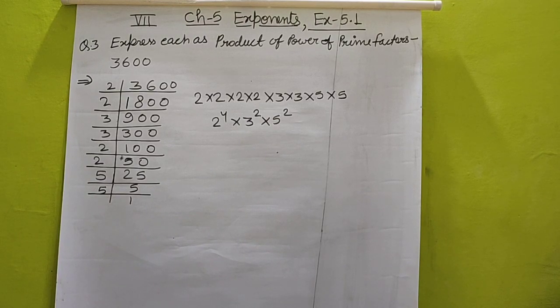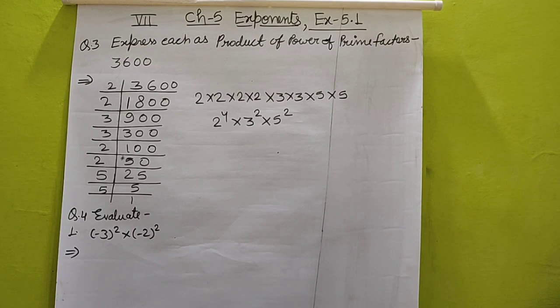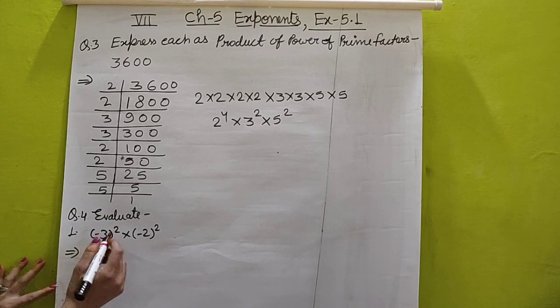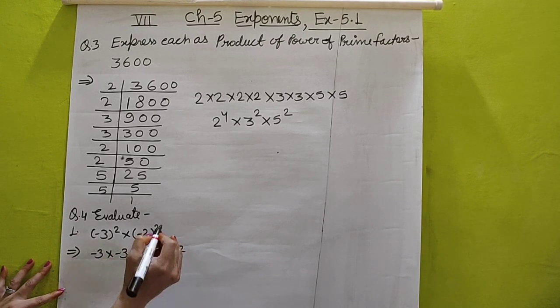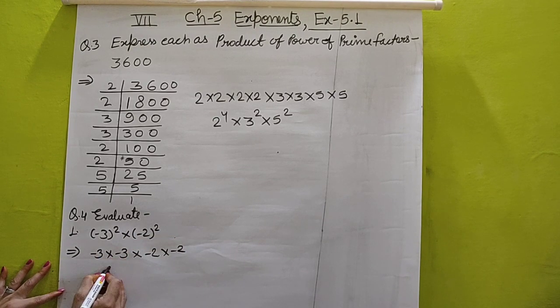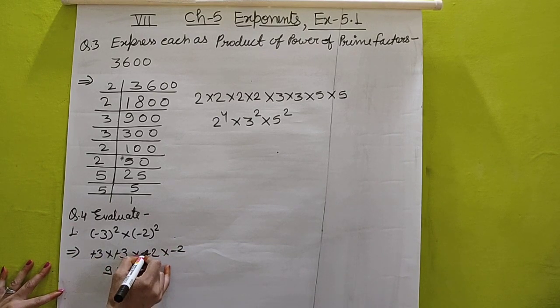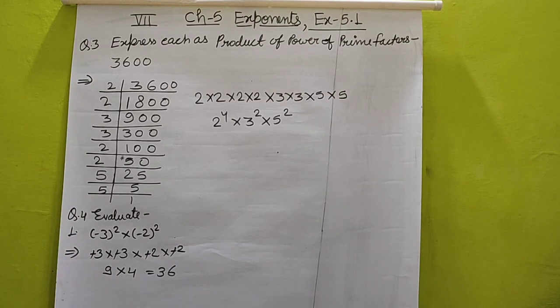Now students, question number 4, evaluate. Here minus 3 raised to power 2 multiply minus 2 raised to power 2. Evaluate means we are to find the value. So first of all, minus 3 multiply minus 3, then minus 2 multiply minus 2. 3 threes are 9 and the minus signs cancel out. Here also 2 twos are 4 and the minus signs cancel out. 9 fours are 36. So like this students, you can evaluate the given value.